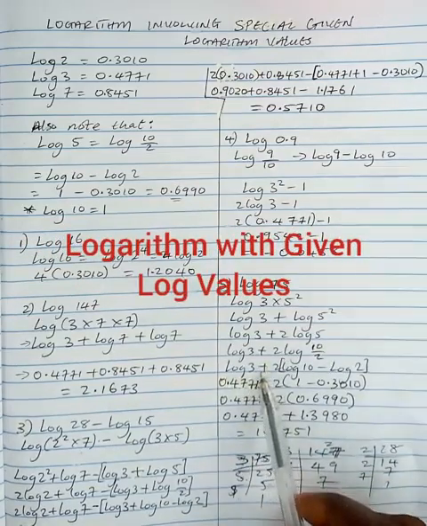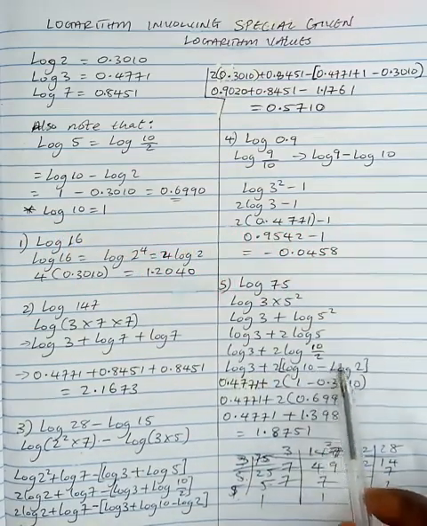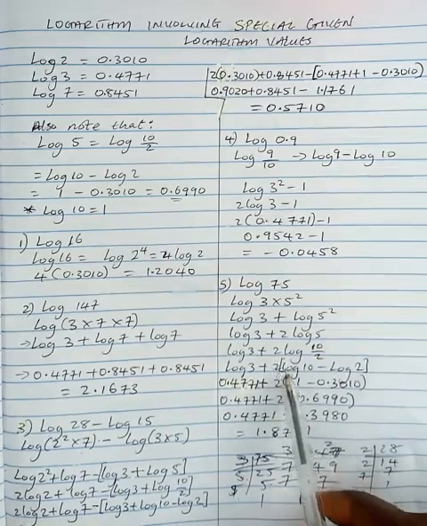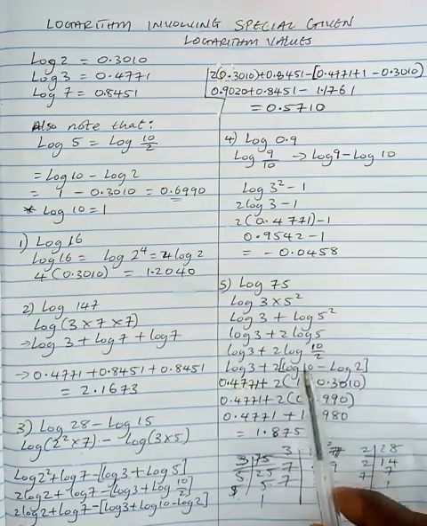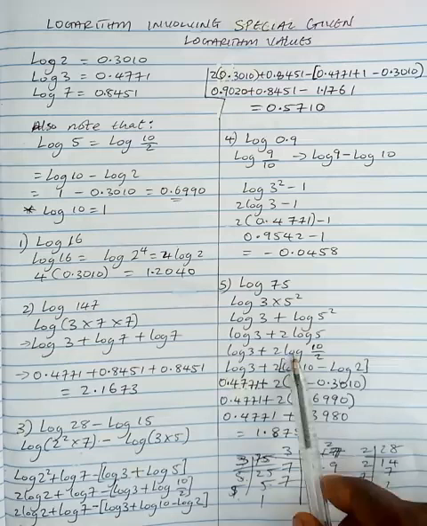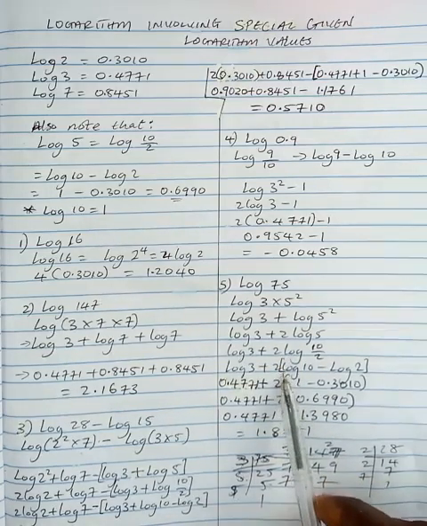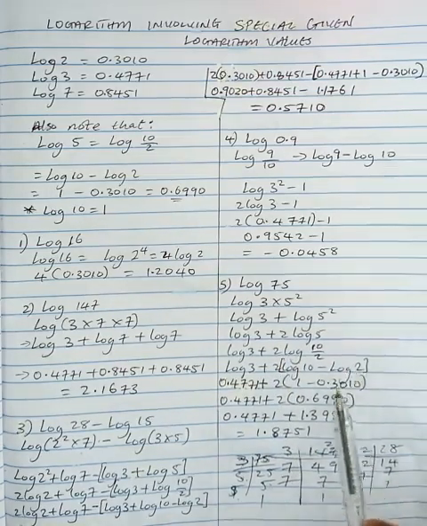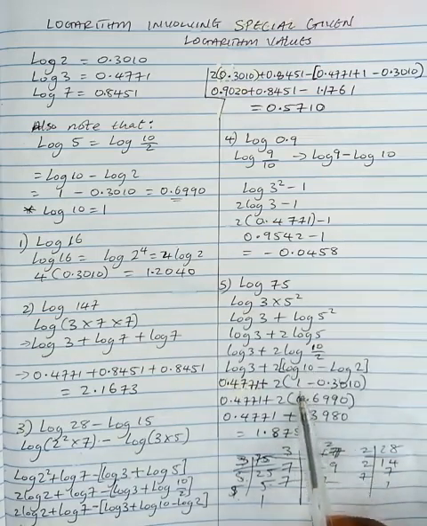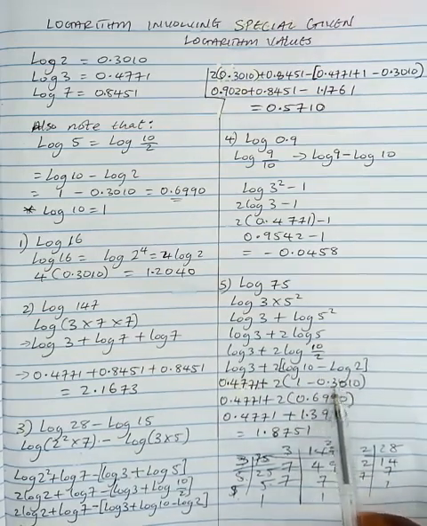We now have log 3 plus 2 times log 10 minus log 2. Okay, of course, this 2 is affecting both this 10 and this 2. That's why I left it outside the bracket, so that it will affect both this and this. Now logarithm of 10 is equal to 1, and logarithm of 2 is equal to 0.3010.